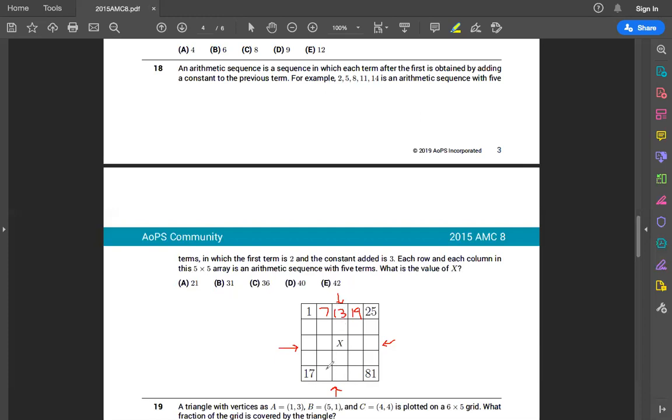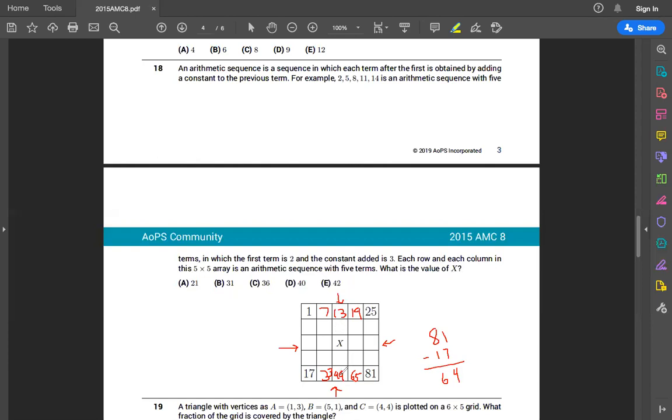column. So we'll look at the difference between 81 and 17. If you do the subtraction, you get 64. Once again, this is divided among 4 jumps, so every jump will be 16. So this will be 33, 49, 65. Now we have the 2 endpoints of this column, so we can find x.